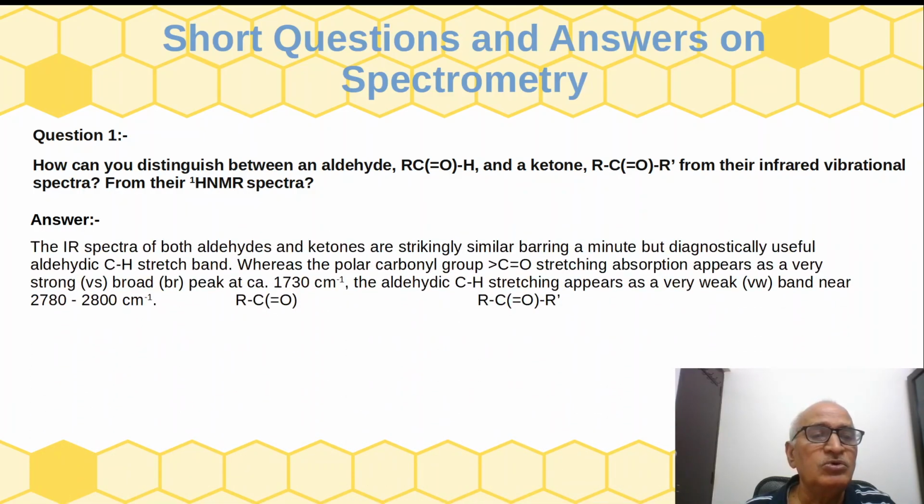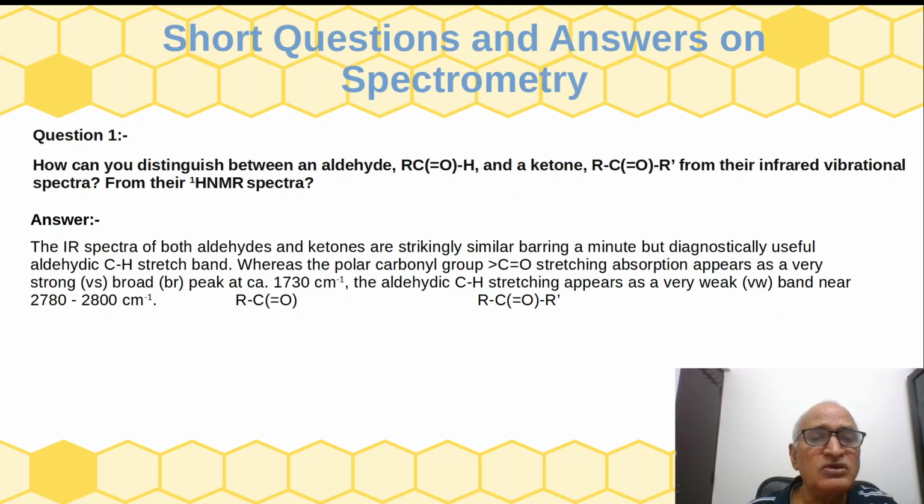You see, both aldehydes and ketones in their IR spectra show the carbonyl stretching peak at about 1730 reciprocal centimeters. But the aldehydes also show a small peak for the aldehydic CH bond. This peak appears between 2780 and 2800 reciprocal centimeters. Although this peak is very weak, it can be identified because it appears in a region where no other peaks appear. So aldehydes and ketones have one similarity.